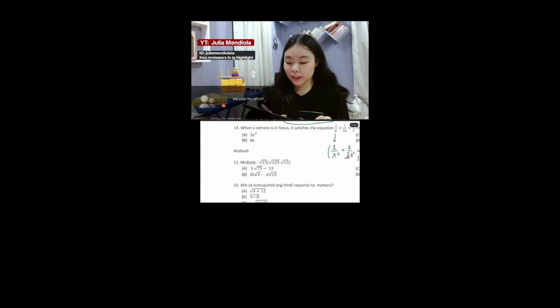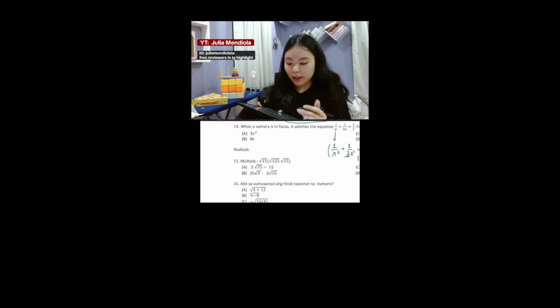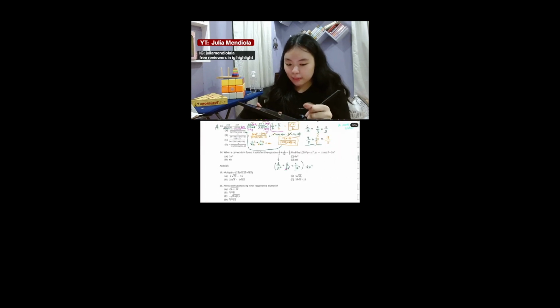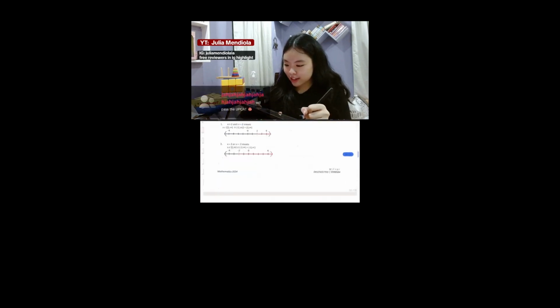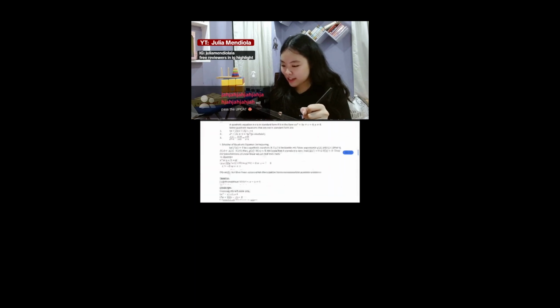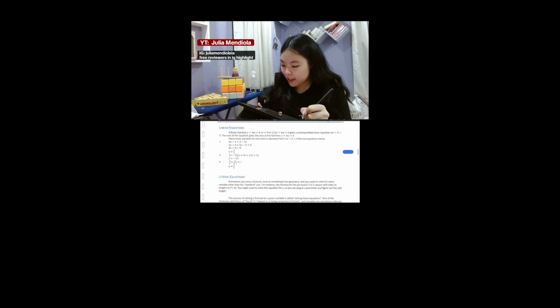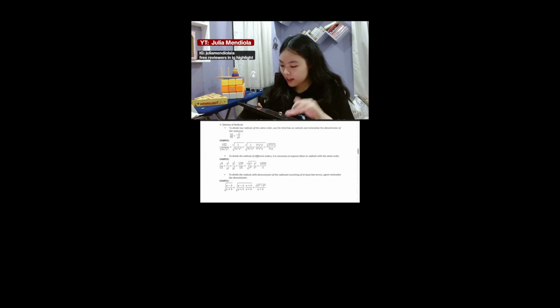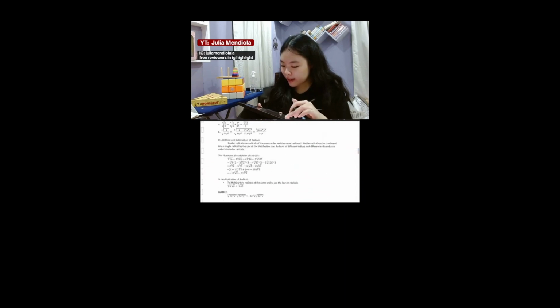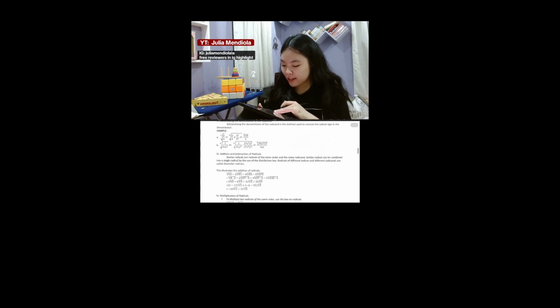Multiply square root of 15 times square root of 125 minus square root of 15. Hala kayo, hindi pa tayo marunong mag-minus. Ituturo ko, guys, paano mag-multiply, paano mag-minus. Magtuturo tayo for today. Paano mag-minus ng radicals. Let's go to multiplication or addition and subtraction.